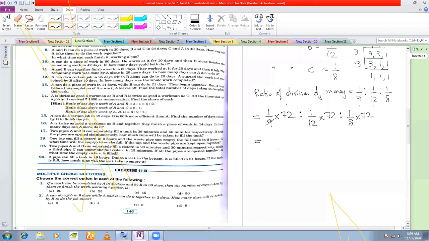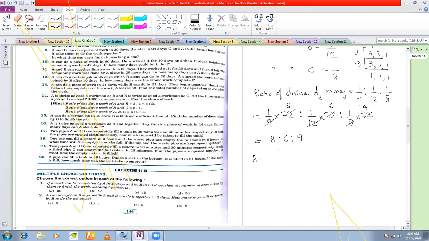So this cancels here, you get 8. This cancels here, you get 6. And this cancels here, you get 9. Okay, so ratio of division of money is 8 is to 6 is to 9.